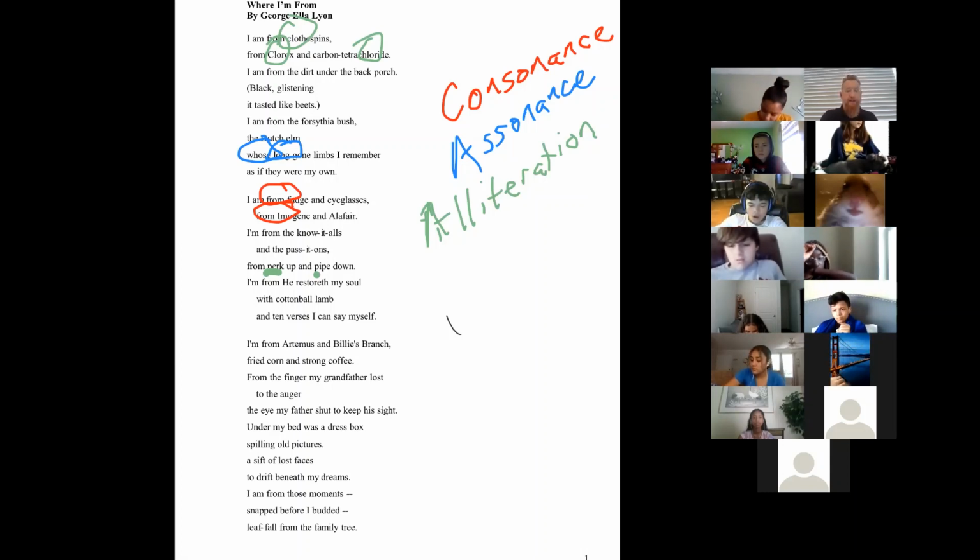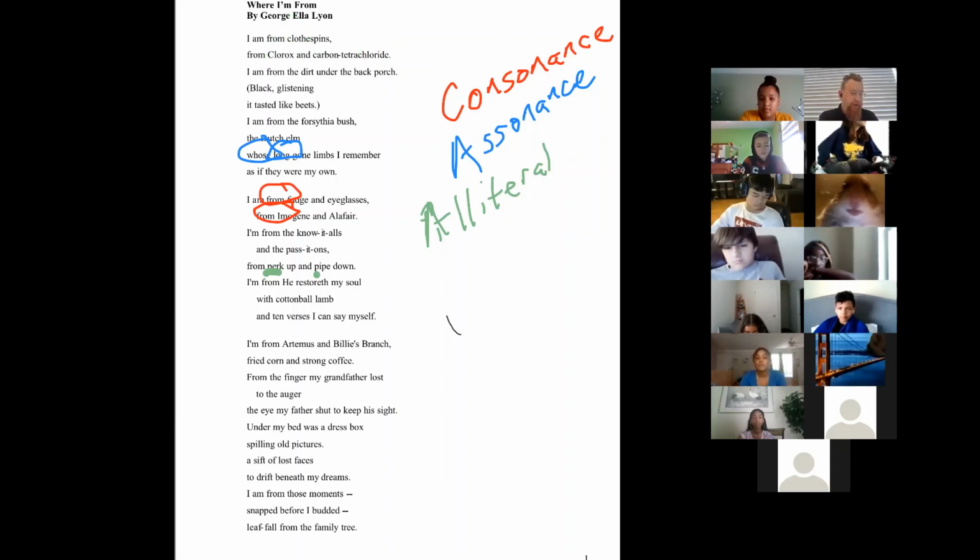Okay, so there's that. Let's now talk about the actual meat of the poem, because again, this particular poem, I'm asking you to use this one as much as anything as a model for what we are going to do for your assignment. So the fact that this one is called Where I'm From, let's get rid of everything here.